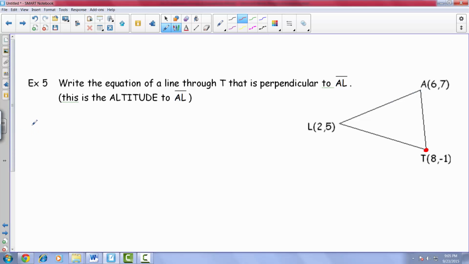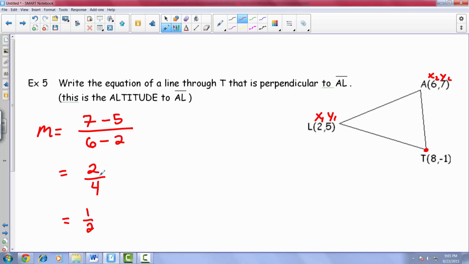So if we go ahead and find that, we end up with m is equal to, we'll call this one x1, y1. This guy will be x2, y2. So our slope is our y2 minus our y1, which is 7 minus 5, over our x2 minus x1, so it looks like 6 minus 2. Then our slope comes out to be 7 minus 5 is 2, over 6 minus 2 is 4. Simplifying that comes down to a half if you divide the top and bottom both by 2. So our slope between A and L comes out to be a half.